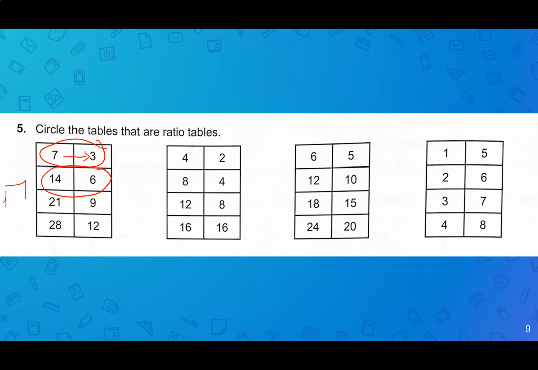In the first example, we can see that we are skip counting by sevens. 7, 14, 21, 28. Then we have 3, 6, 9, 12. Those both skip count and have formed equivalent ratios. This is a ratio table, so I will circle it. Please try the other 3 on your own.